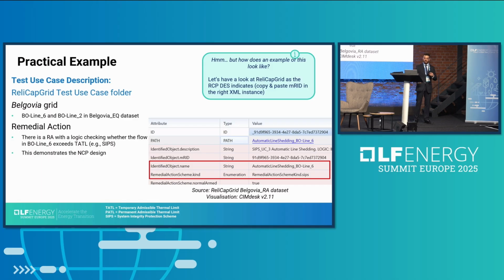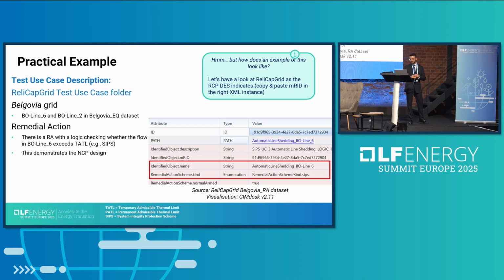And then you have a remedial action. Let's say that in this case it's a SIPS, a System Integrity Protection Scheme, checking whether the flow through a line exceeds the limit, and in this case it deactivates the line. Cool, and this demonstrates the CIM design.